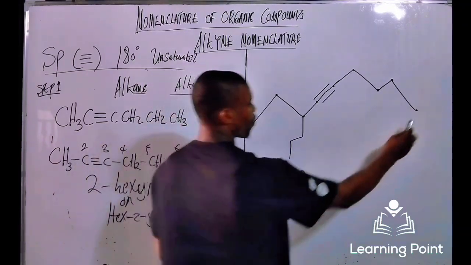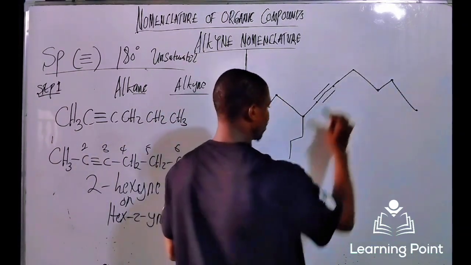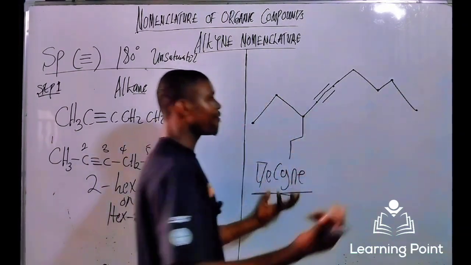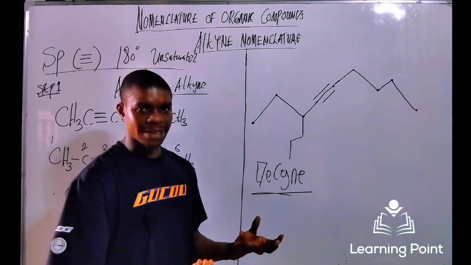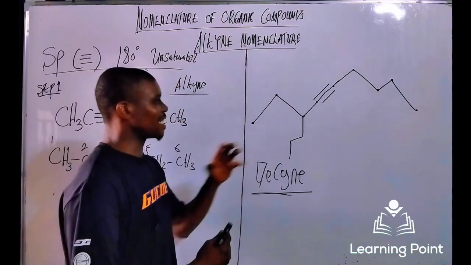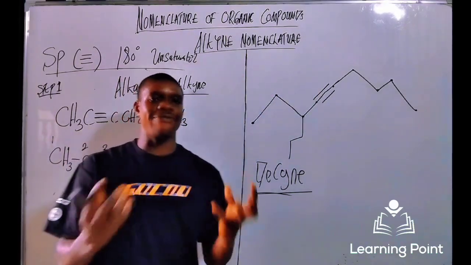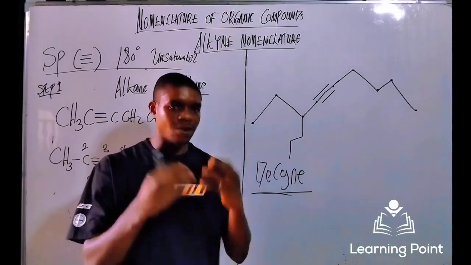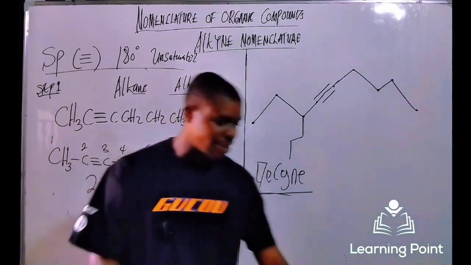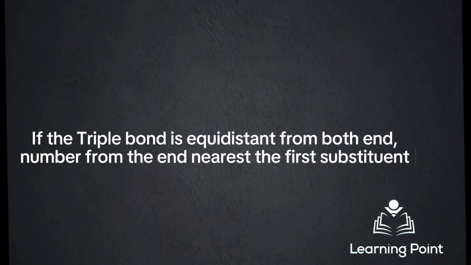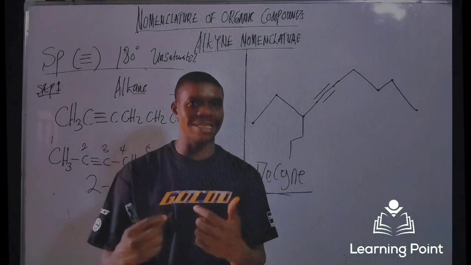So if I start from here, 1, 2, 3, 4, 5. When I start from the other end, 1, 2, 3, 4, 5. Just 5, 5. So in a situation like this, where you have 5, 5, what will be the correct numbering? This is where the next rule comes in. If the triple bond is equidistant from both ends, number from the end nearest the first substituent.